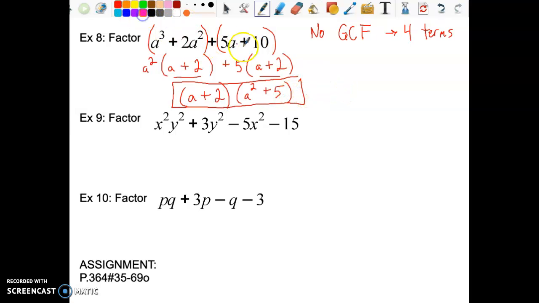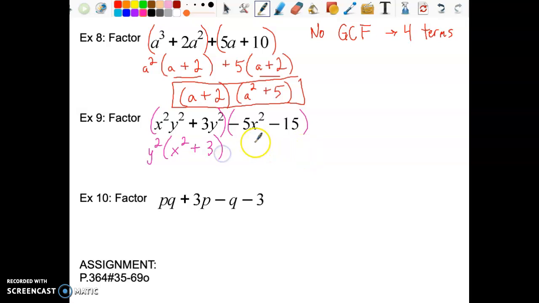And the more practice you get, the easier it'll be to identify when to do this. And we're going to still do this for the next one. Group the first 2, group the last 2. Greatest common factor in the first 2 is y squared. You're left with x squared plus 3.